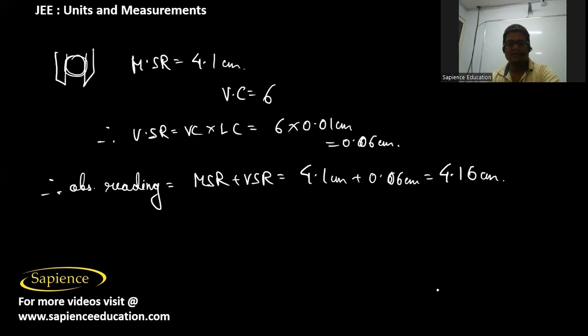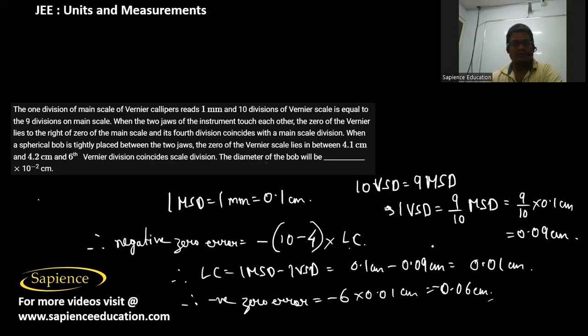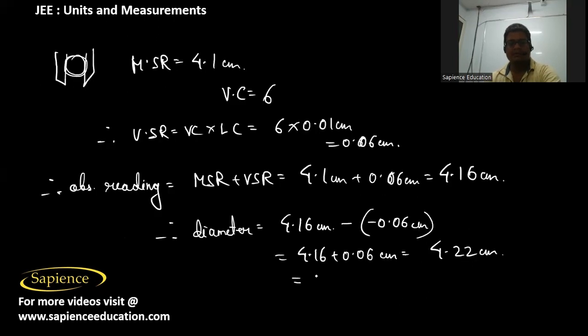And the negative zero error is minus 0.06 centimeter. So therefore the actual diameter of the bob is 4.16 centimeter, which is the observed reading, minus the zero error, which is minus 0.06 centimeter. So this will be 4.16 plus 0.06 centimeter, so that will be 4.22 centimeter. So therefore the actual diameter of the bob is 422 into 10 power minus 2 centimeter.